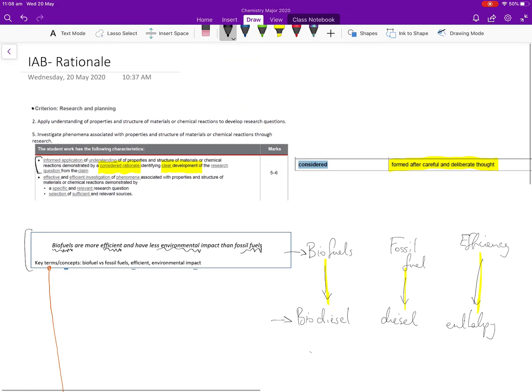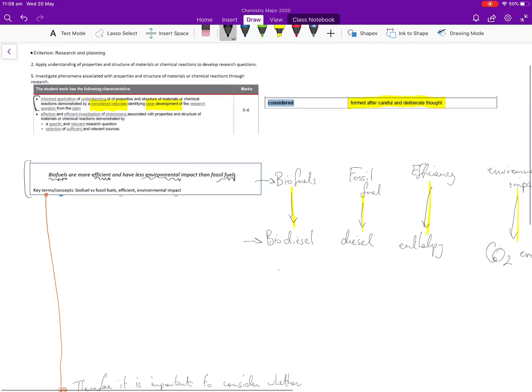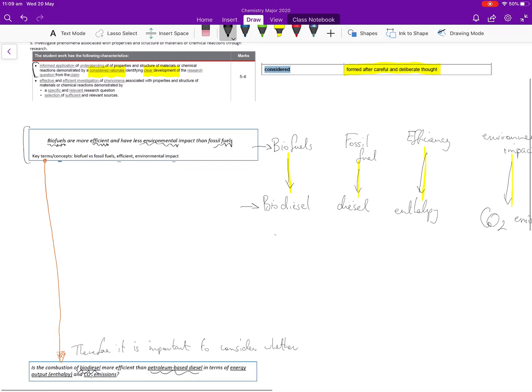You'll hit those considered rationale and clear development, and you'll get in that 5 and 6 category. So just keep in the back of your mind as you're writing rationale, this is not a background. What I'm trying to do is tell the reader the story of how I got from a claim down to a specific research question.